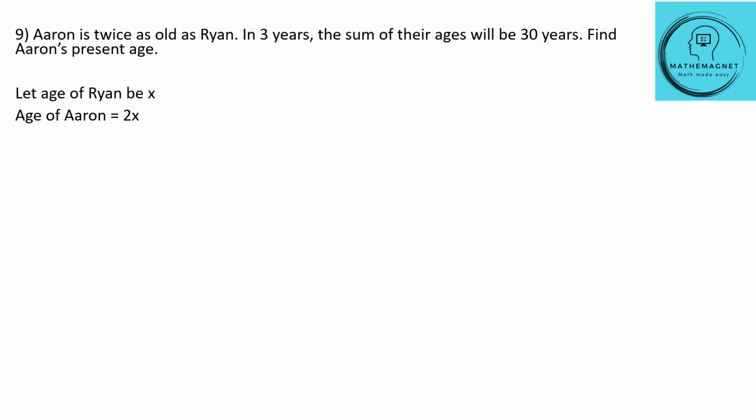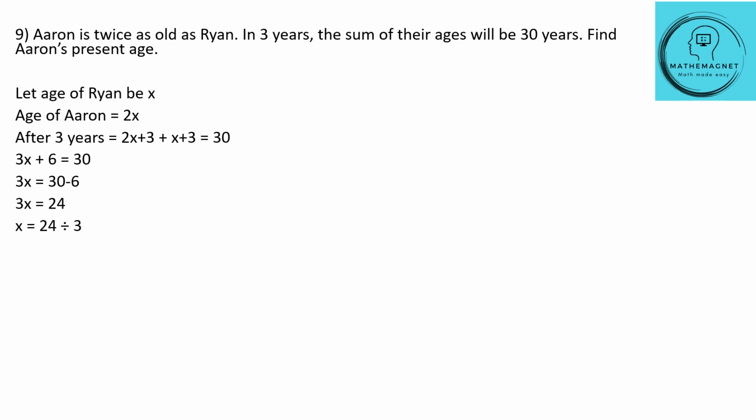And in 3 years, the sum of their ages will be 30. So after 3 years, Aaron will age by 3 more years, and Ryan will also age by 3 more years. So it becomes 2x plus 3 plus x plus 3 is equal to 30, which is 3x plus 6 is equal to 30. 3x is equal to 30 minus 6, which is 24. x is equal to 24 divided by 3, which is 8 years. Now what is x? x is Ryan's age. So the age of Aaron will be 2 times x, which is equal to 16 years. So the age of Aaron is 16 years.